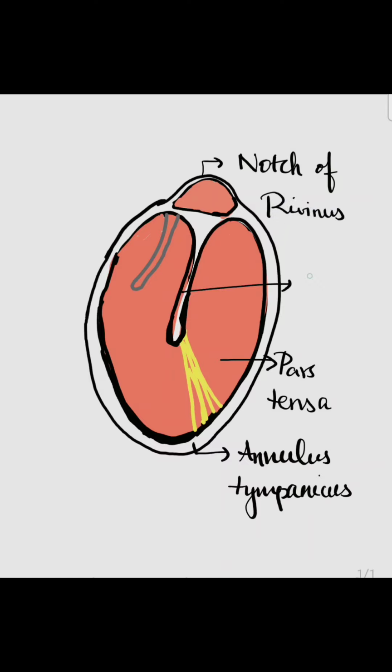Then in the middle there is the handle of malleus. The handle of malleus has three layers: outer epidermal layer, middle fibrous layer and inner mucosal layer.